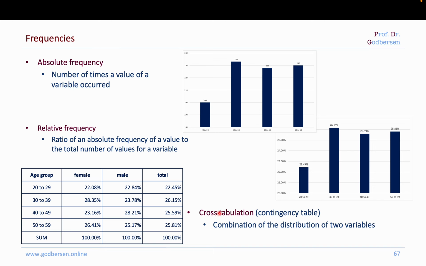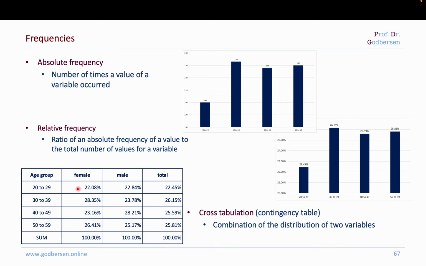Furthermore, you can combine two variables, then you have cross-tabulation. It's just combining two variables and reporting the frequencies. On the left-hand side is an example. Again, our age brackets 20 to 29, 30 to 39, 40 to 49, 50 to 59. And then we combined our age brackets with gender. Here just female, male to keep it simple.